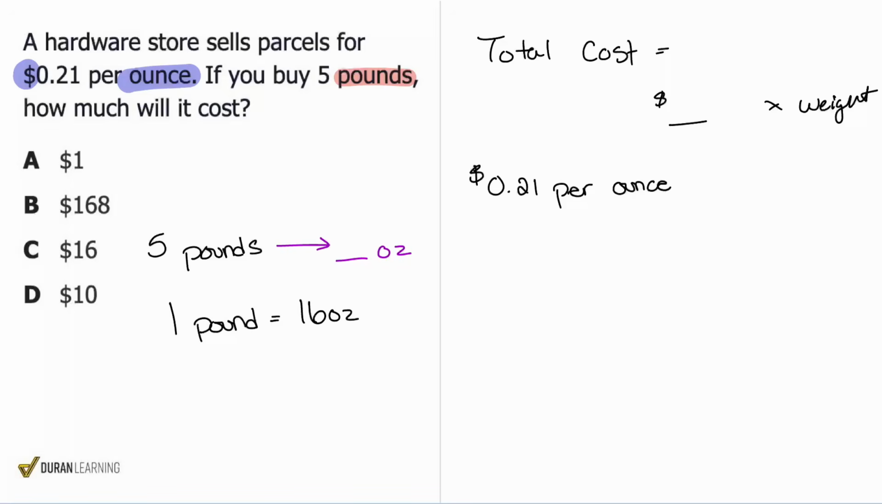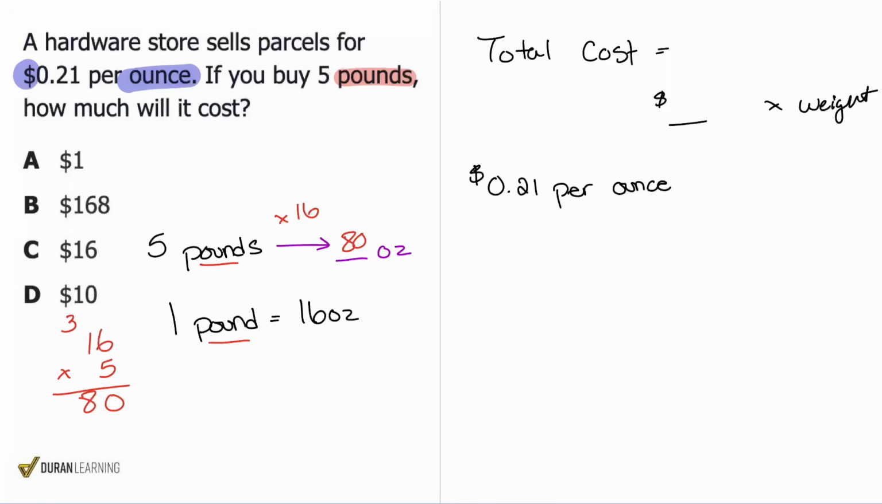And so ask yourself, are we going from big to small or small to big? Well, we're going from a bigger unit to a smaller one. And so that means multiplication. And so with that, we'll multiply by 16. So with that, we have 16 times 5. 6 times 5 is 30. Carry the 3. Then we have 1 times 5 is 5. Carry the 3 is 8. So that means we have 80 ounces.